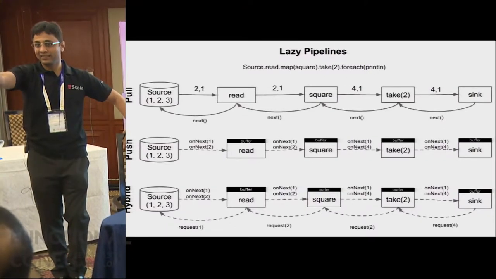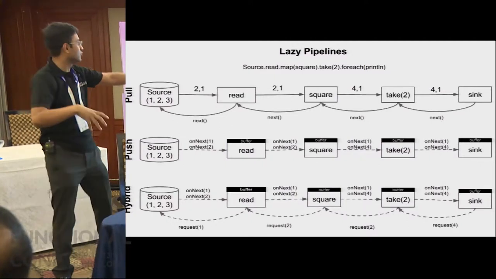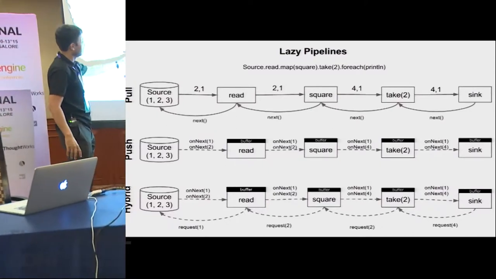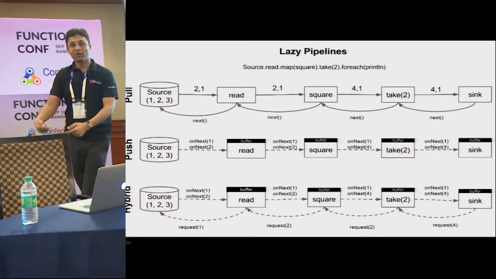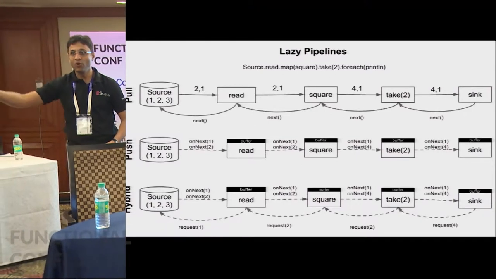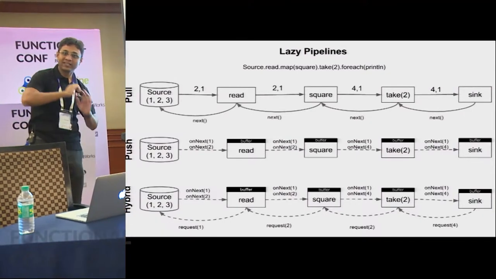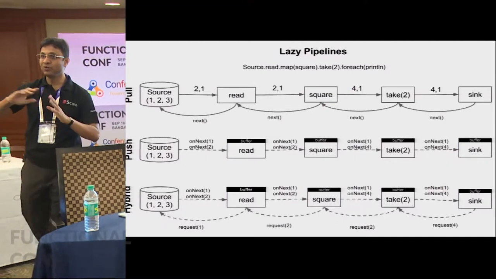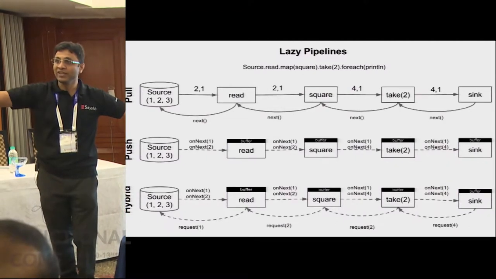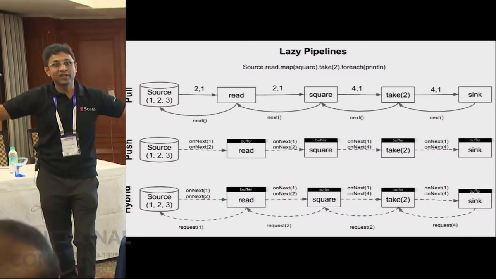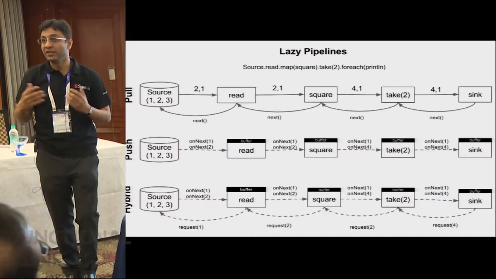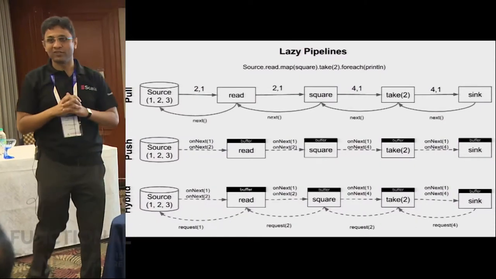For example, if there is a source 1, 2, 3, first that one will be pushed to this stage. That stage will log it, and it will push immediately to the next stage, and the next stage. So there is no request, there is no next call. It is just being pushed. Maybe someone triggers it somehow, and then data just starts flowing from left to right. There are no continuous next calls happening across the boundary. That is the difference between the pull and the push model.